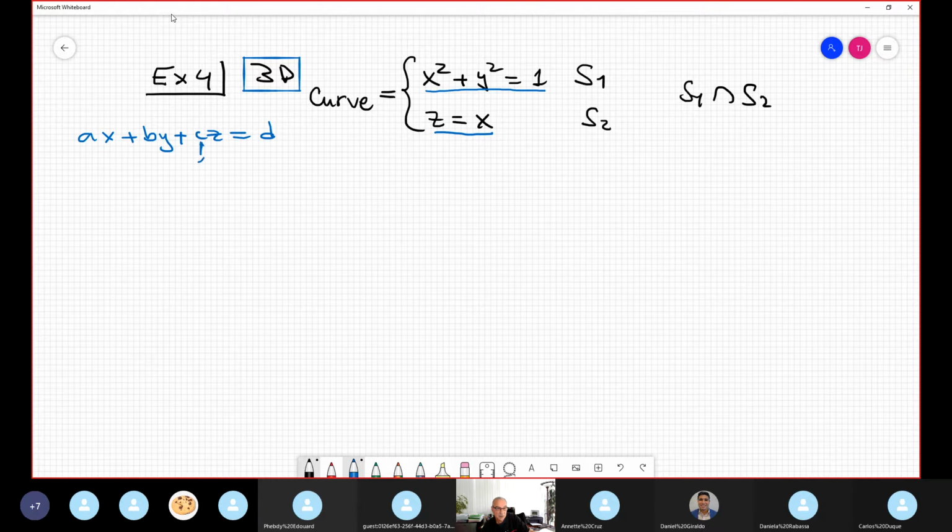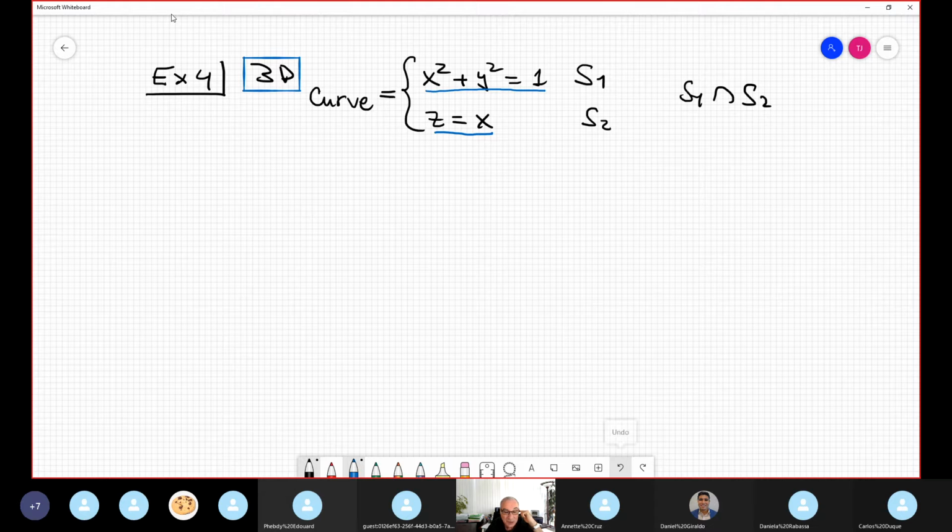Here C is 1, this A is 1, and this D is 0. So what is the clue to recognize this? When the exponent is 1, it's linear. And when it's linear, it's flat. And the flat one is the plane.